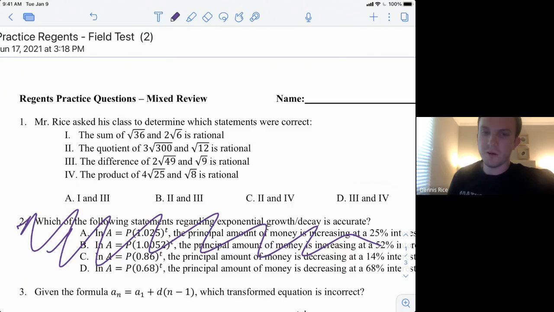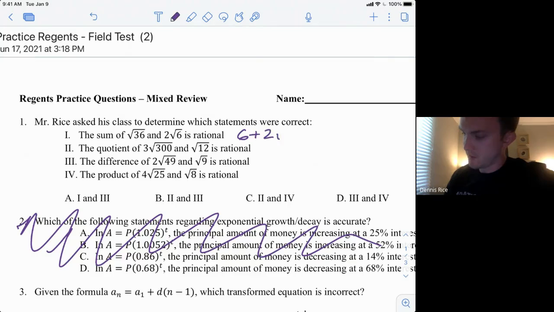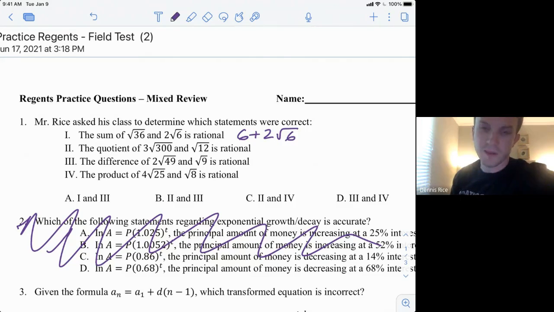Anyone want to share out, what did they get for number one? Choice B, okay, so 2 and 3. Let's go through them. This is how you have to really do it. Read each Roman numeral separately. The sum of radical 36, which let's just clean that up, is just 6, right? And 2 rad 6 is irrational. So we have a rational number plus something that can't be simplified any further. That's always going to be irrational.